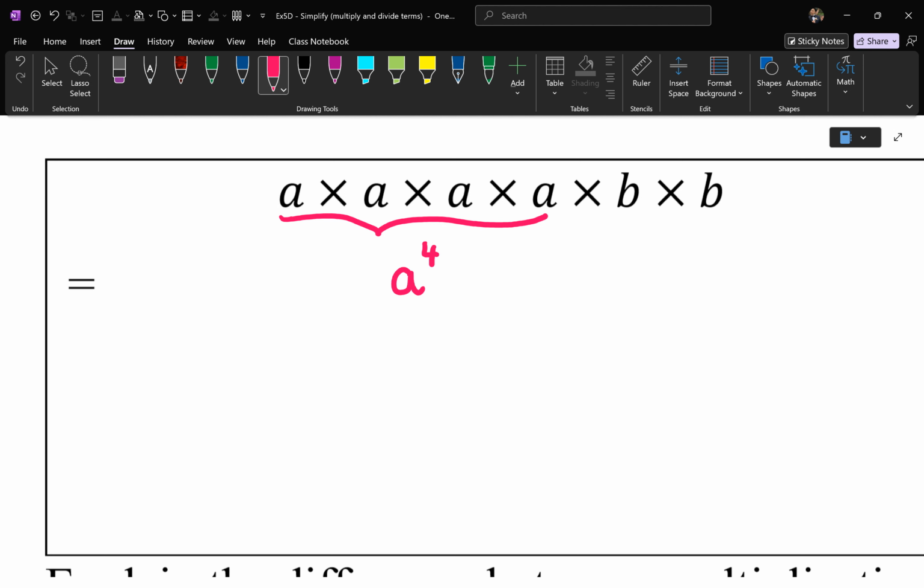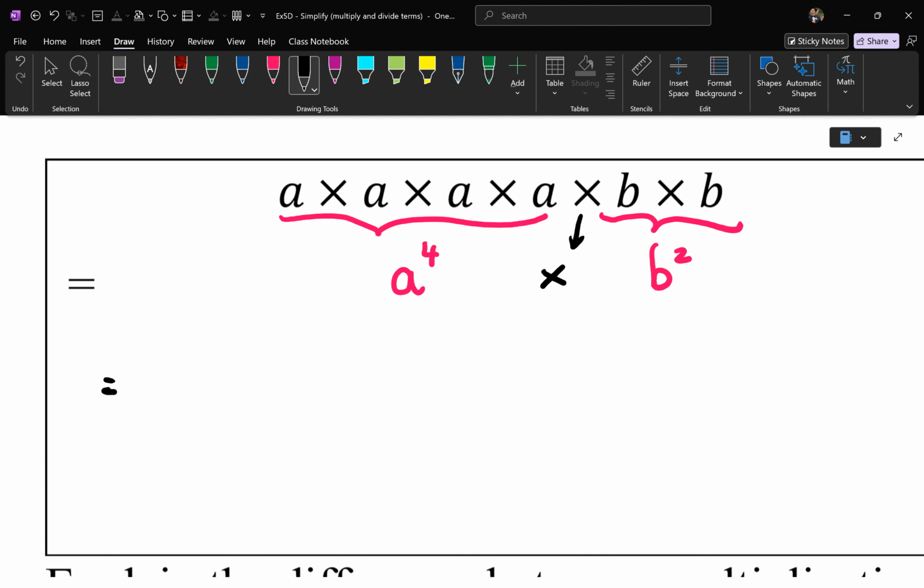So A to the power 4. Notice we don't collect with a B because that's not the same letters. A times B is not repeated. This is repeated. But then b times b. What is b times b? Let's go with Mandy. What's b times b? What can I rewrite that as? B to the power of 2 is correct, not 2b. A lot of students will write 2b. Notice there's the times in between.